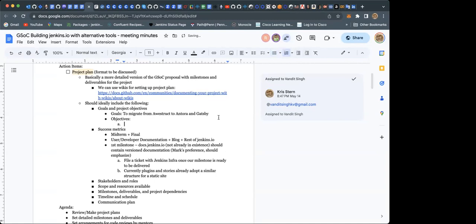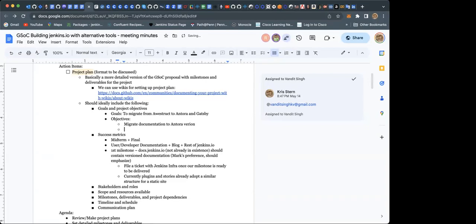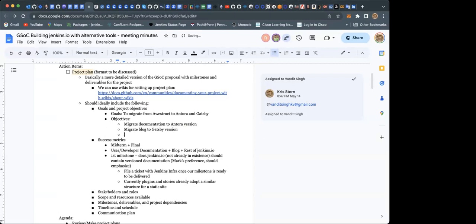so let me show you two numbers. So objectives would be to migrate documentation to the Gatsby version.